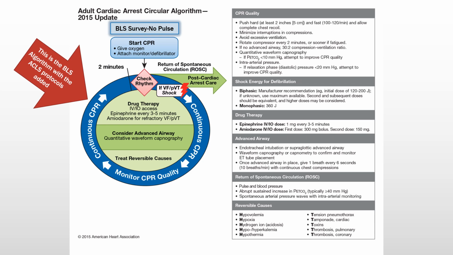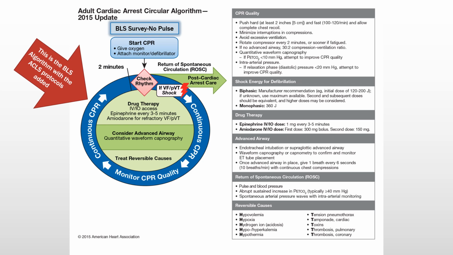If you look on the right in the boxes, you'll see all the CPR quality. Push hard, at least 2 inches, and fast, 100 to 120 compressions per minute, and allow for complete chest recoil, right? Minimize interruptions in compressions. Interrupting compressions, we're losing brain. Remember that. Avoid excessive ventilation. So we want to do one breath every 5 to 6 seconds, okay? If we're doing rescue breathing. Or if we're just doing BLS, we want to just follow the 30 to 2, all right? And we don't want to hyperventilate our client, okay?